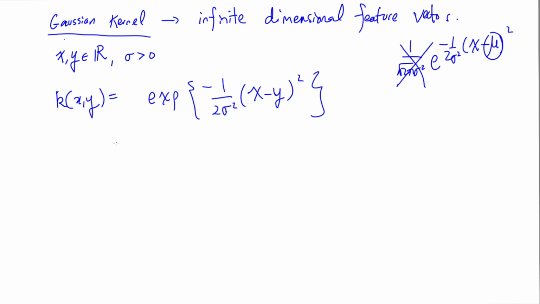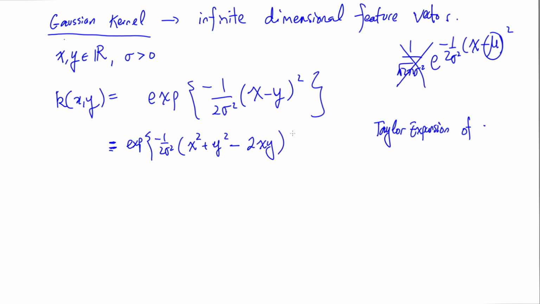Now, this is going to be a little bit advanced, so it's not examinable or anything like that. But I just wanted to show it to you because it's quite nice. I'm going to use a Taylor expansion. Let me first write this out. So this is going to be the exponential of, if I expand the quadratic term, x squared plus y squared minus 2xy. Then if I break this up, this will be the exponential of negative x squared over 2 sigma squared, the exponential of negative y squared over 2 sigma squared, and then the exponential of xy over sigma squared.